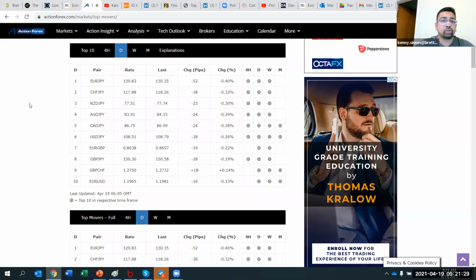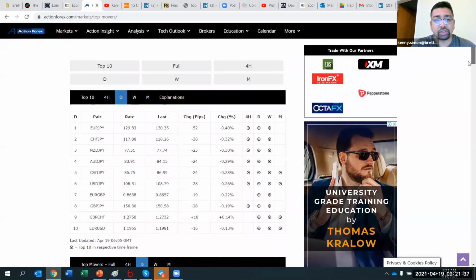Okay, there you go, guys. So we've got that going on. Euro JPY, CHF JPY, NZD JPY being the top three traded. We're seeing loads of interest in buying the JPY from the Asian sessions coming into the European sessions, and later on with the US session as well, I would presume.